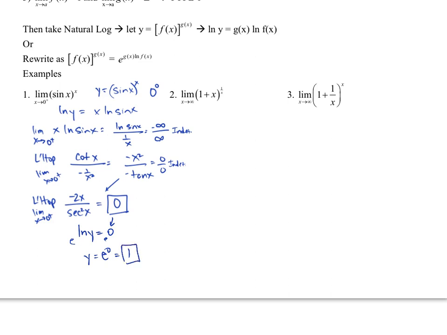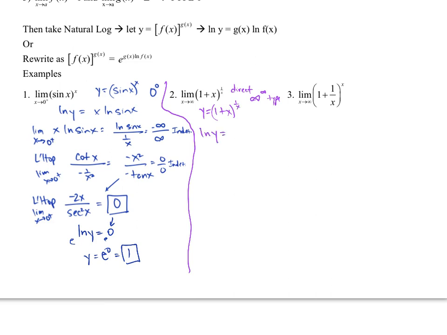Let's go ahead and do another one to see if we can continue on with this. Maybe you can go ahead and pause the video and try this one on your own if you want to, but I'm going to walk you through it. So if we put direct substitution into this, I will end up with the infinity to the infinity type. So that won't work out. So what we need to do is we need to take the natural log. So I'm going to set y equal to 1 plus x to the 1 over x.